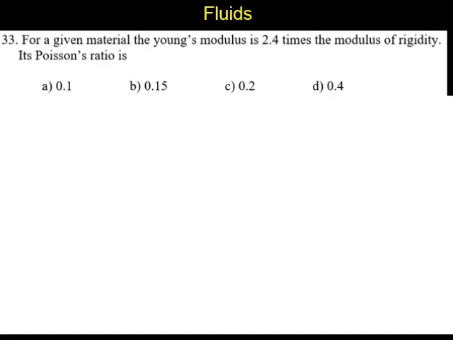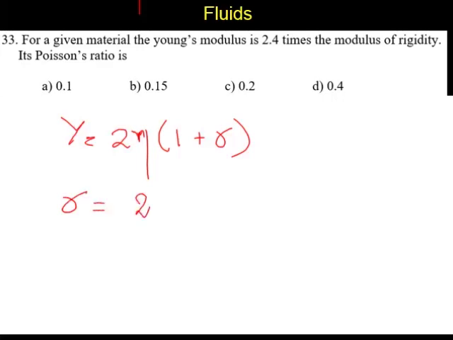So the relation connecting Young's modulus, rigidity modulus and Poisson's ratio is this one: Young's modulus equals 2 times the rigidity modulus into 1 plus sigma, the Poisson's ratio. So from here, the Poisson's ratio sigma is equal to Y by 2 eta minus 1.